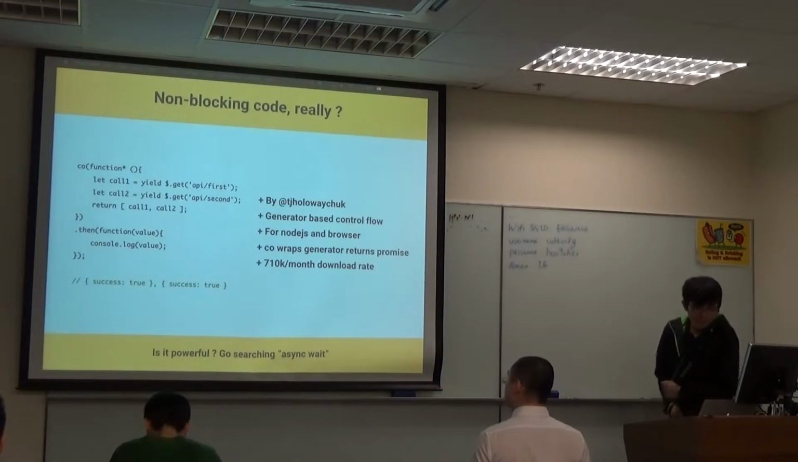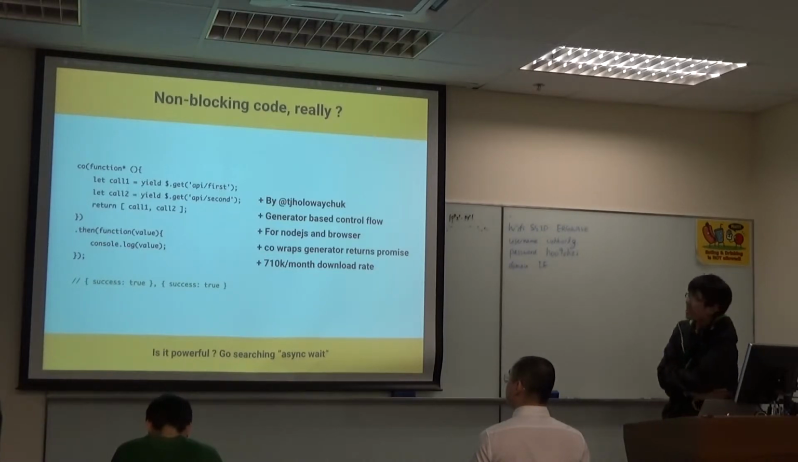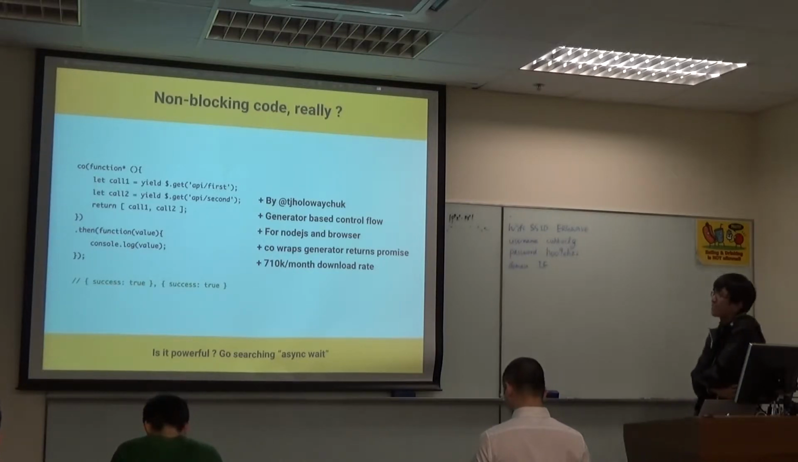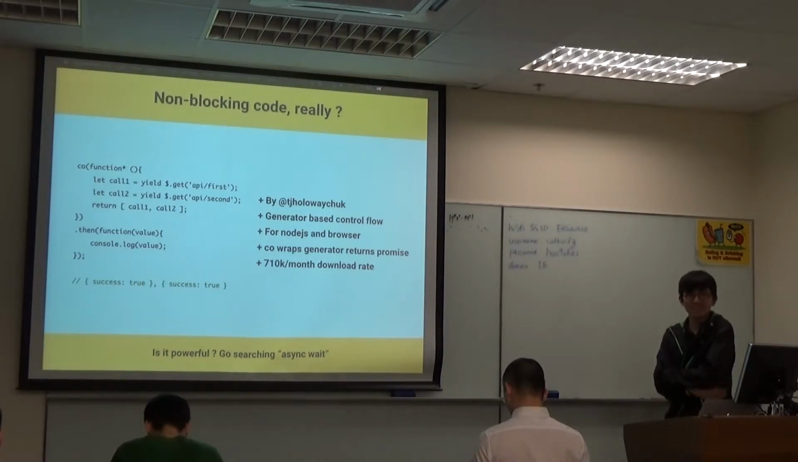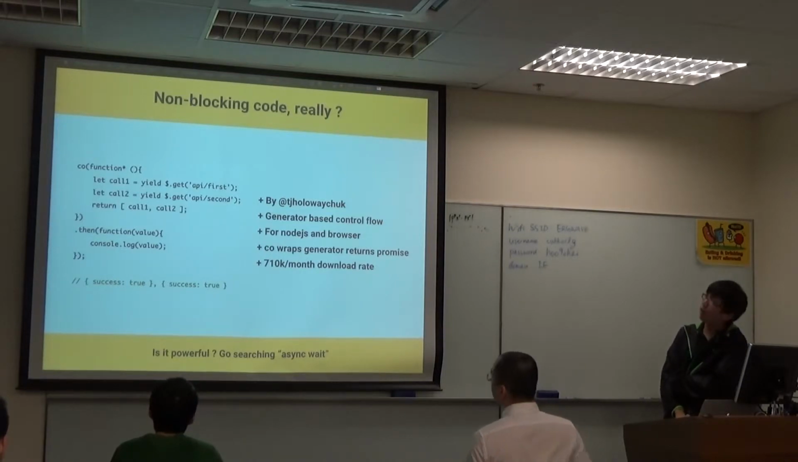So here is one of the applications using generator. I use a library called co, which is a generator-based control flow library created by TJ. TJ is a famous contributor in Node.js. Now he is not in the Node.js community. He moved to the Go language. So you see in this example, we have made two API calls here.